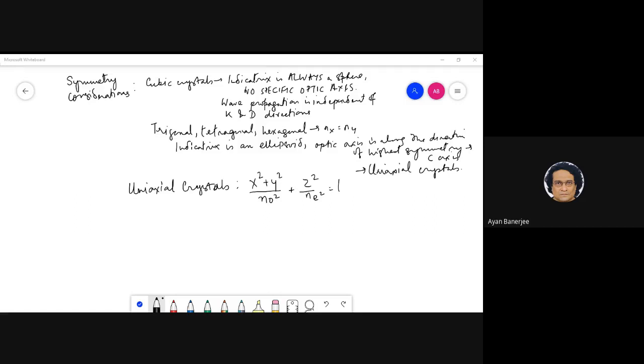So there are positive and there are negative uniaxial crystals. When you have your Ne greater than No, it's called a positive uniaxial crystal, and when it's vice versa, then it's called a negative uniaxial crystal. Right. So let me just draw. These are again from the textbook that I told you.